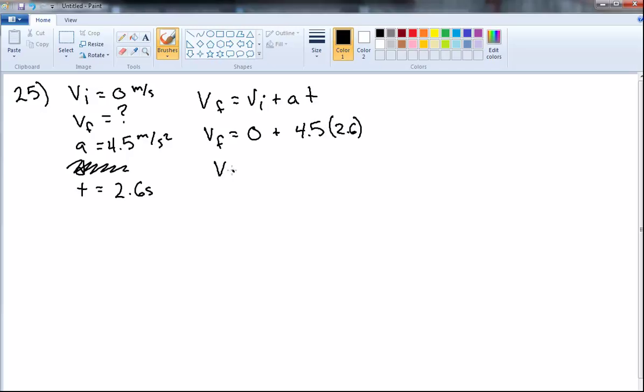Alright, so in the end, VF is just going to be equal to 4.5 times 2.6, which is going to be 11.7. No rounding necessary. And now this is meters per second, since it's a velocity. Final answer. Units and everything.